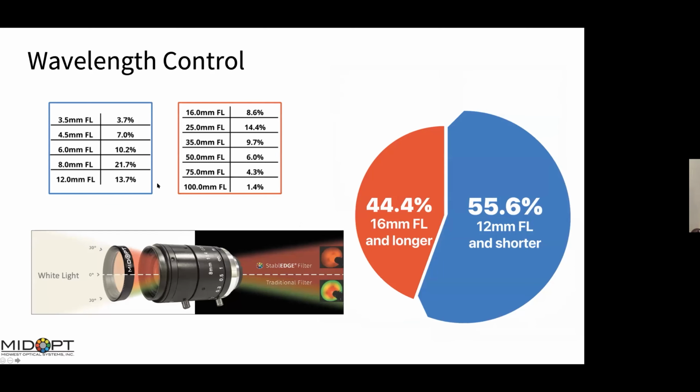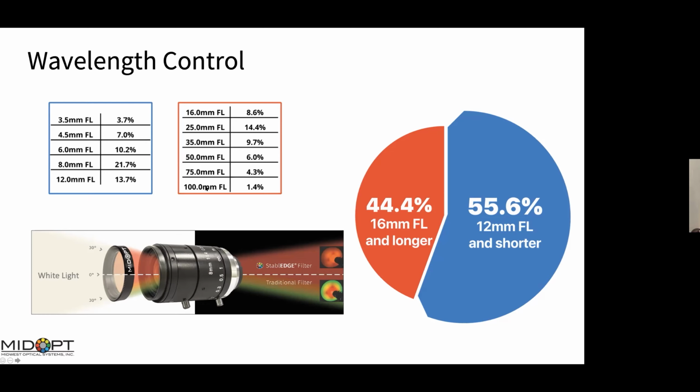This is also important, not just when light is coming in at a certain angle. This is also important because we're seeing more and more shorter focal length lenses being shipped to customers. This is because machine vision applications are becoming more and more contained, in very tight spaces, and shorter focal length lenses allow you to look at a wider angle.